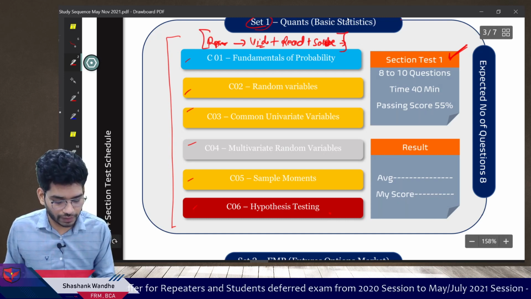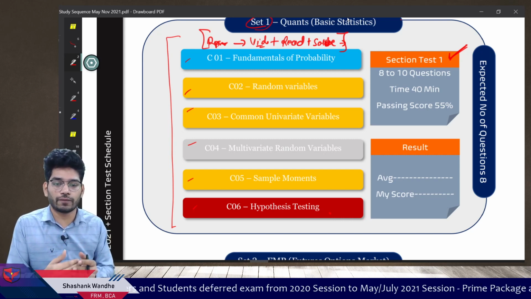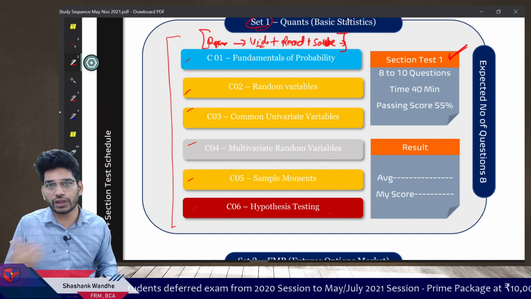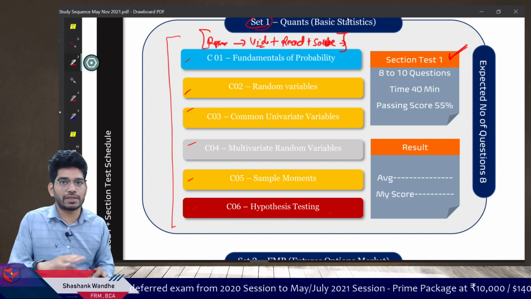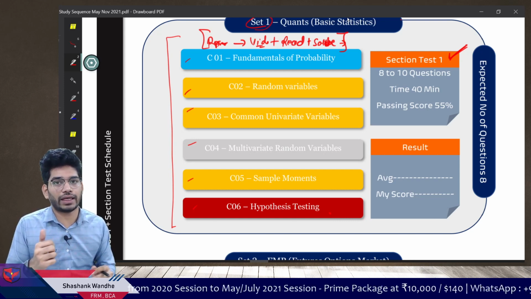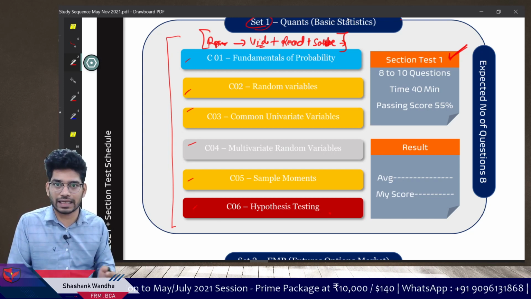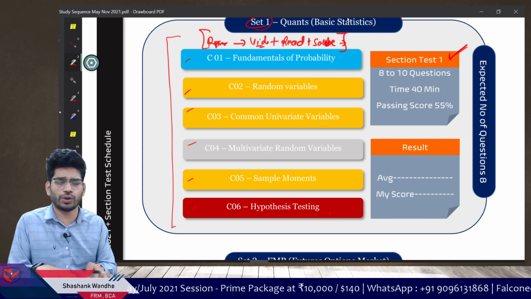Once you are done solving those questions, how do you know you are good with these particular topics compared to other students? See, ultimately FRM is a competitive exam. So if you are performing better than others, then automatically you will be able to score or pass in the exam, because in competition you don't have to prepare everything.